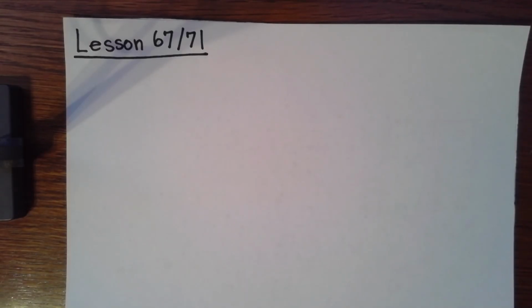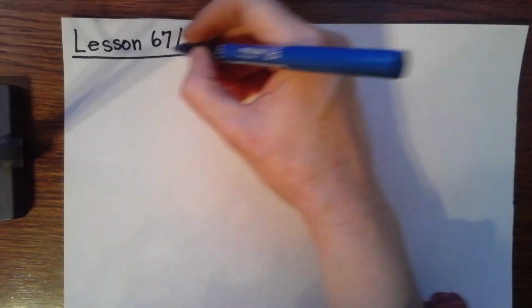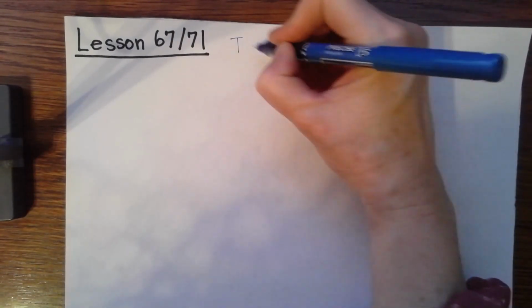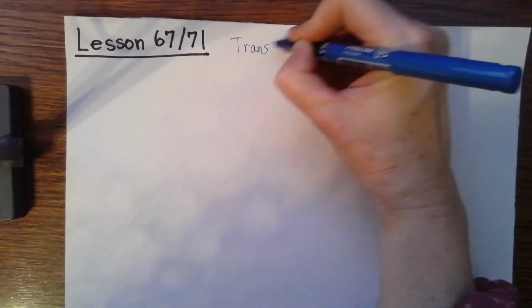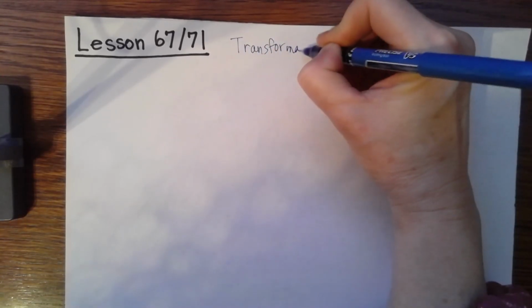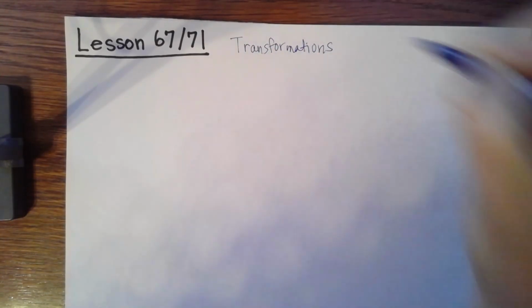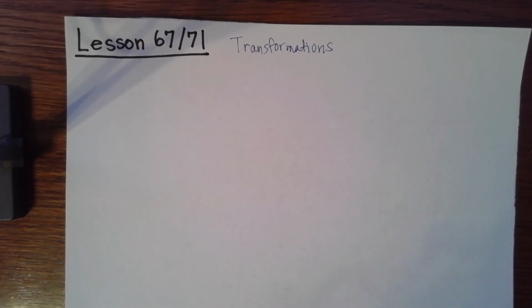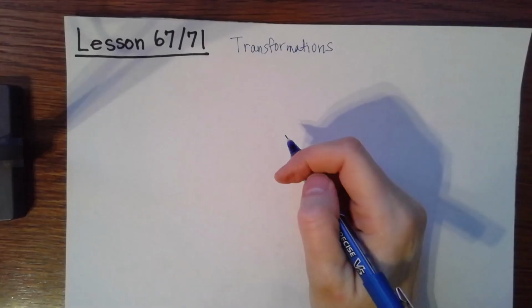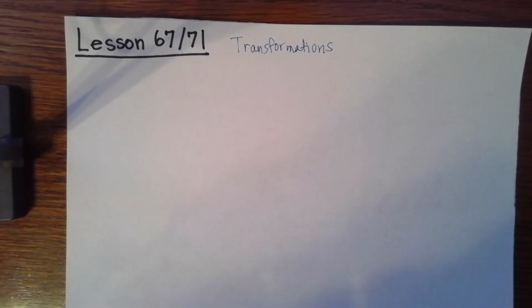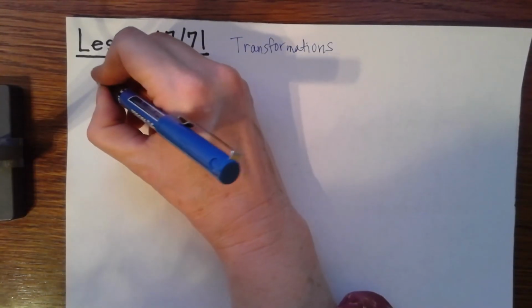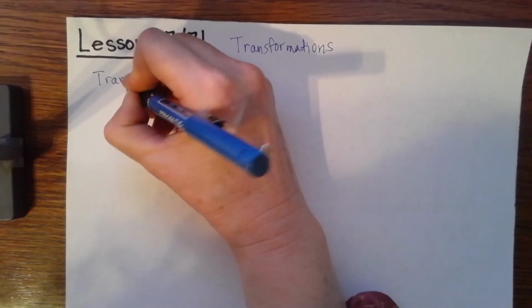All right, we're going to be looking at lessons 67 and 71 kind of together. Lesson 67 is about transformations. And then lesson 71 is a specific transformation, and that's why we're doing them together. So probably the obvious question you're asking yourself is, what are transformations? So let's give ourselves a definition.